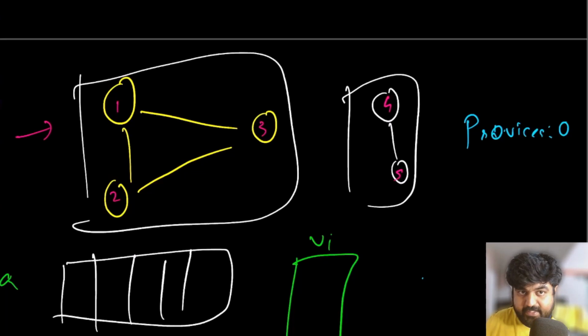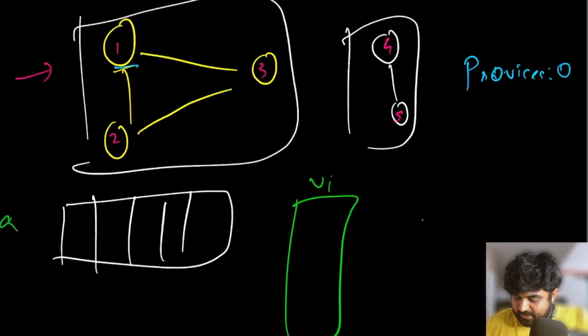Now let's pick any arbitrary value. So we start with node 1. Let's run a BFS starting with node number 1. Since 1 has not been visited, we are going to mark it as visited because we are visiting it, and we are going to add 1 inside our queue.